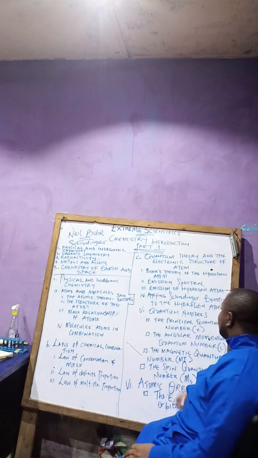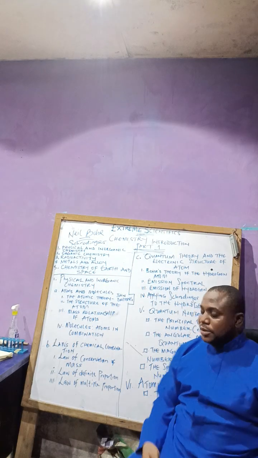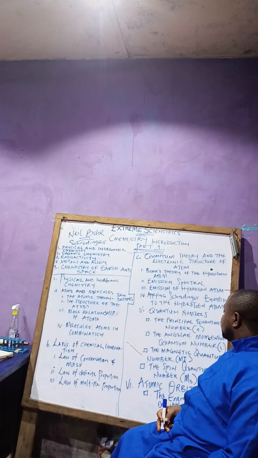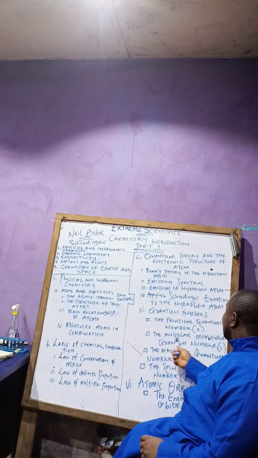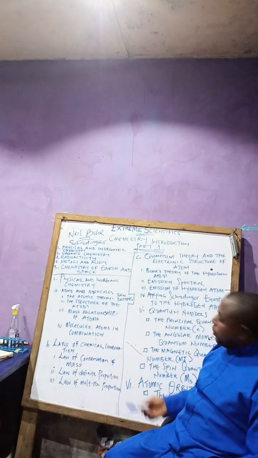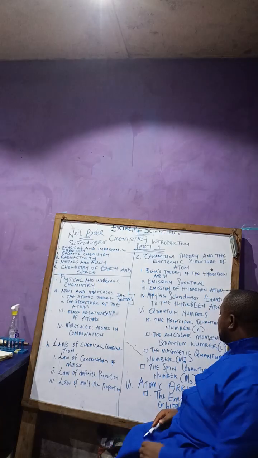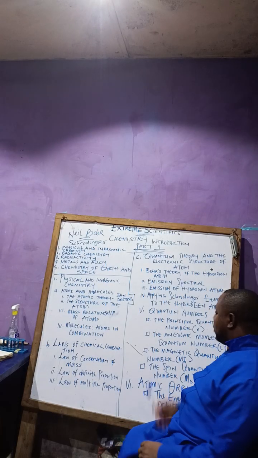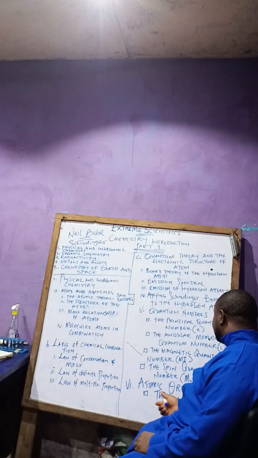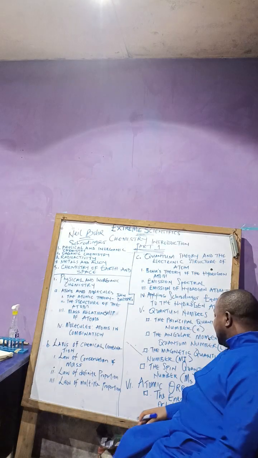The next one, we have the principal quantum number. What did I call it? The principal quantum number. Number 2, we have the angular momentum quantum number. The next one we have what's called the magnetic quantum number. Next one we have what's called the spin quantum number. The last but not the least for number 6, the atomic orbitals. The atomic orbitals. The energies of orbitals.